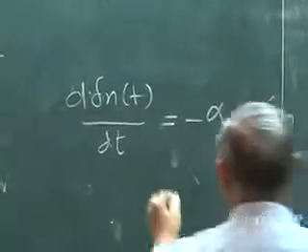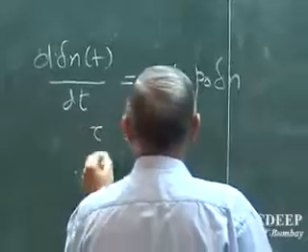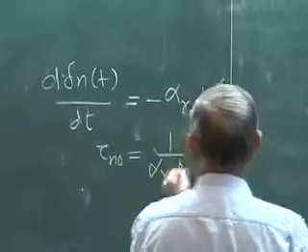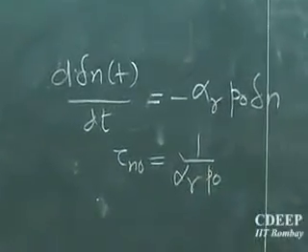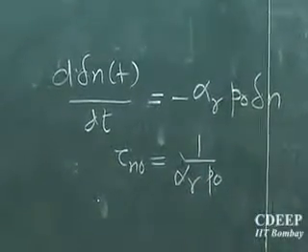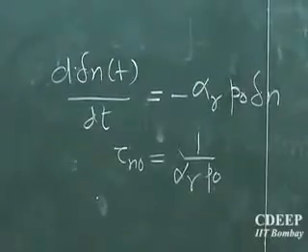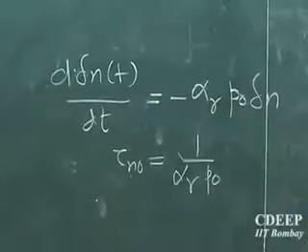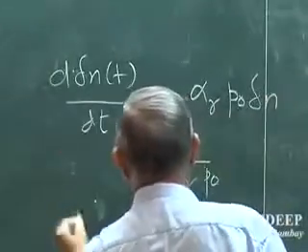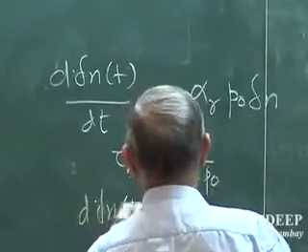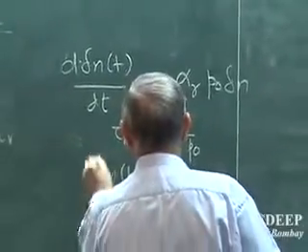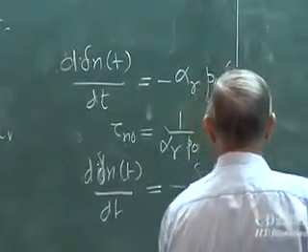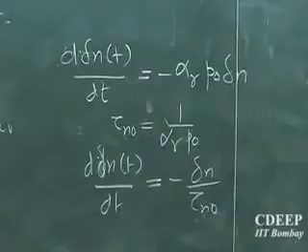We define a term tau n0 as 1 upon alpha r p0. Alpha r p0 has a unit such that 1 upon alpha r p0 has a unit of time, in which case this equation d delta n t by d t is equal to minus delta n by tau n0.